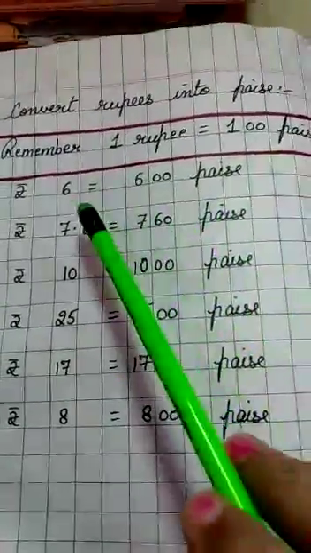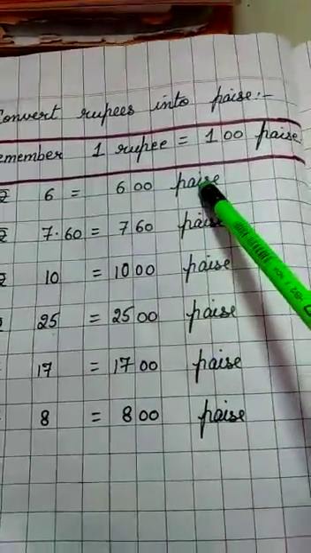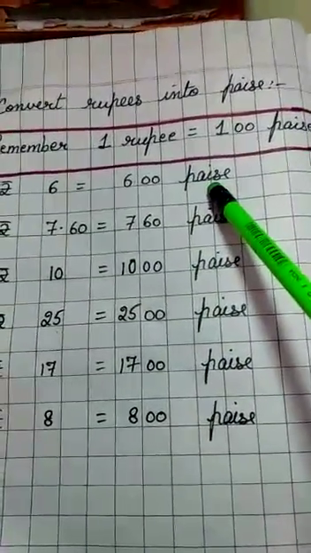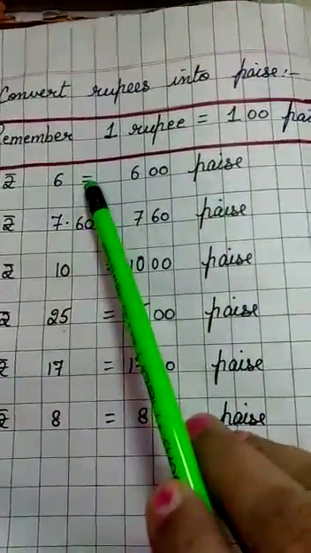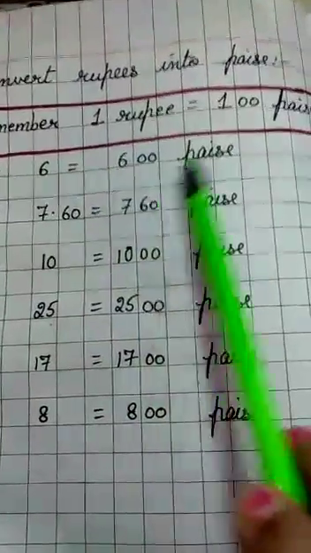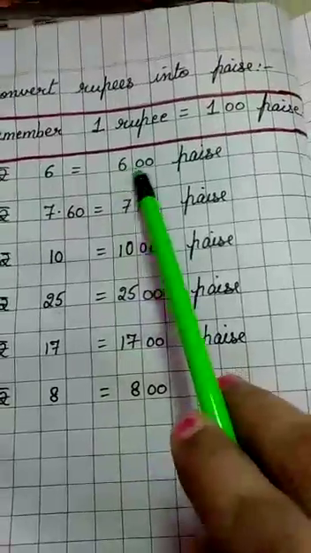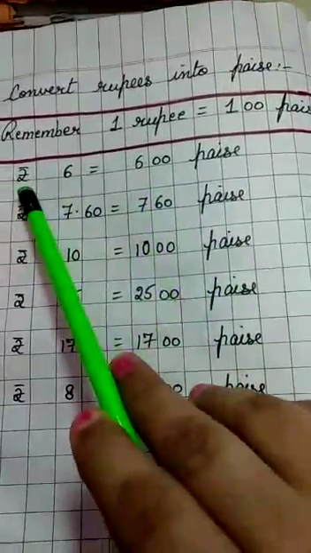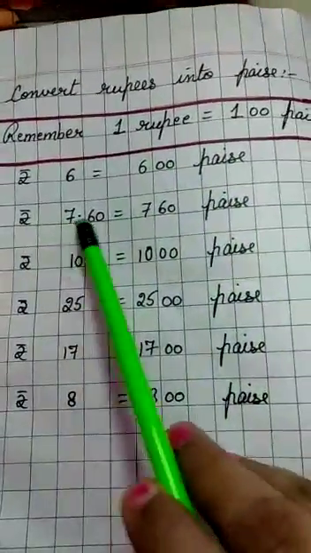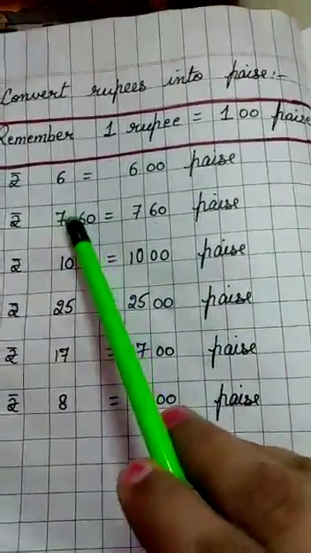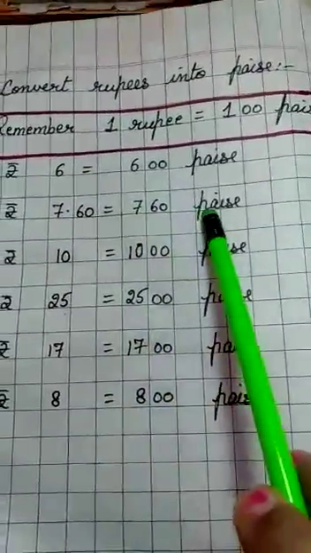So rupees you have to multiply by 100 when you convert it into paise. You have to remove the symbol of rupees and write paise at the end. Rupees 6, when you multiply by 100, becomes 600 paise. You have to remove the point and remove the symbol of rupee and write paise in the end. Rupees 7.60, you have to remove the decimal and write 760 paise.